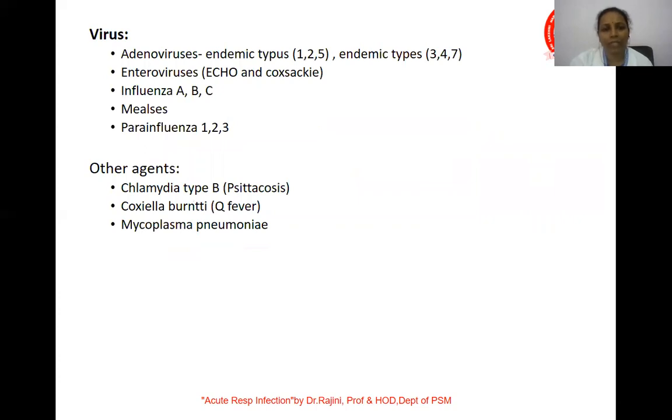Viruses include adenovirus, enterovirus, influenza A, B, C, measles, and parainfluenza 1, 2, 3. These are the viral infections causing pneumonia. And other agents like Chlamydia, Coxiella burnetii and Mycoplasma pneumoniae. So other organisms can also cause pneumonia. Anything can cause pneumonia, and it has to be monitored carefully.